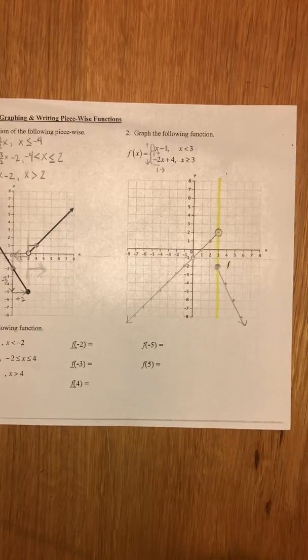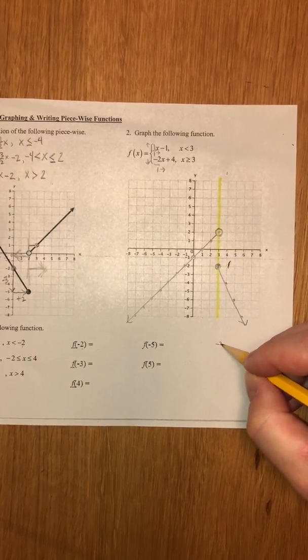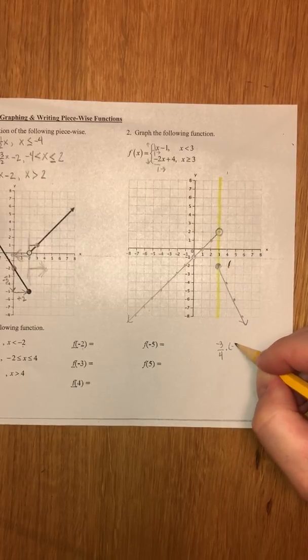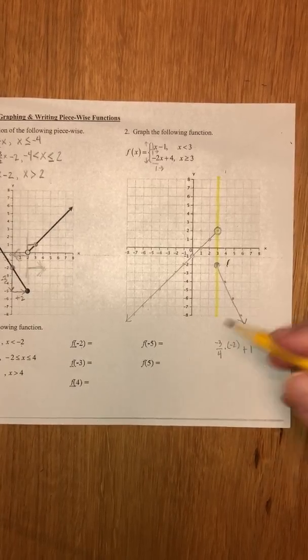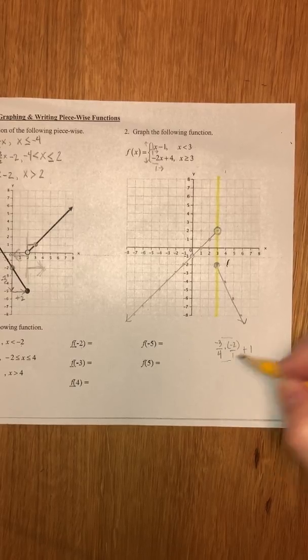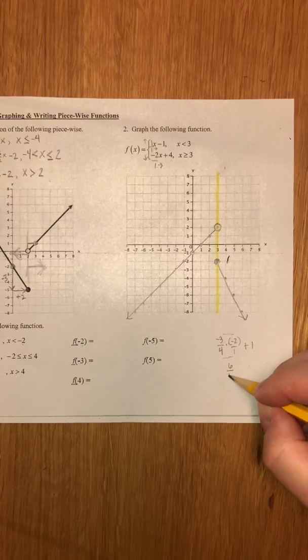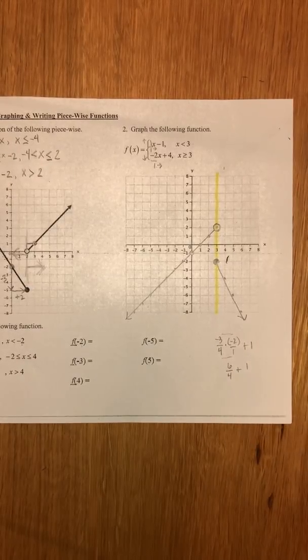So I'm going to come over here to the side on my scratch paper, and I'm going to do -3/4 times -2, and then I've got +1. Okay, so I'm going to put my -2 over 1. I'm going to multiply straight across the top, straight across the bottom. So -3 times -2 is +6. 4 times 1 is 4. And now I've got to add 6/4 to 1.